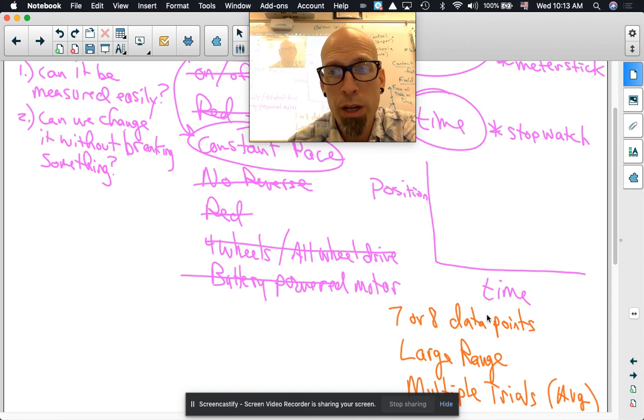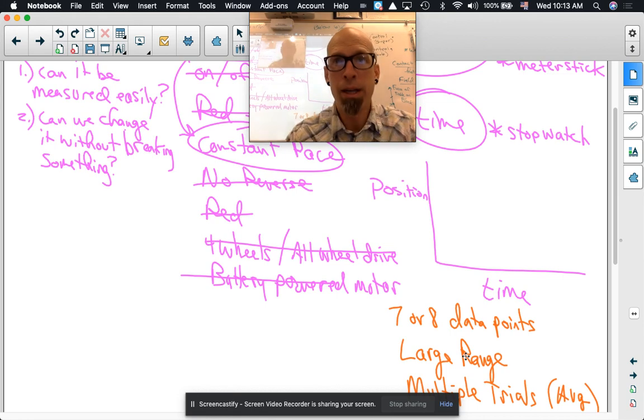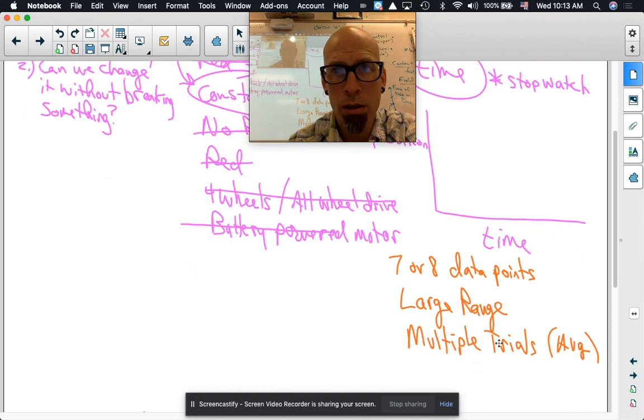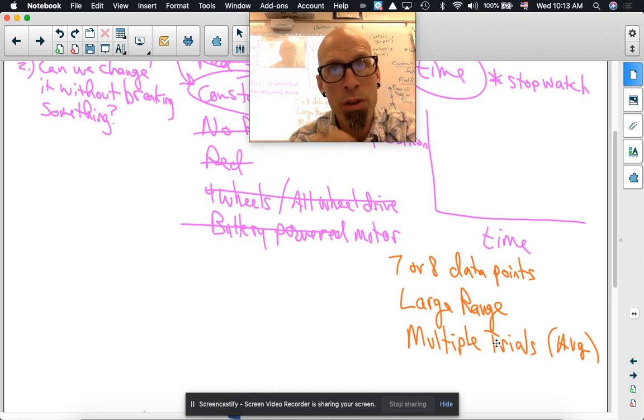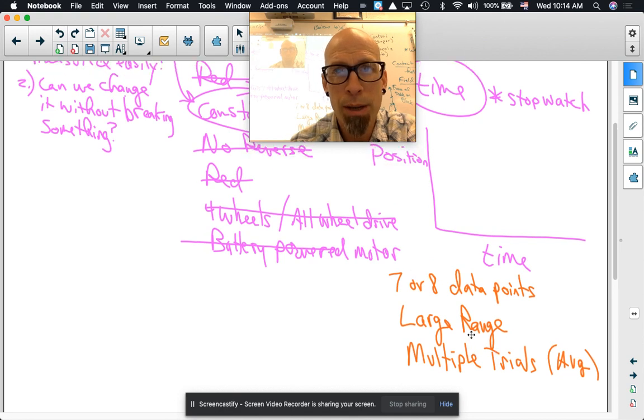But these are some of the things that we also had talked about. For the position time graph that's being made, and everyone did the graph, paper pencil in your comp books with the graph paper that you should already have. We said 7 or 8 data points, which we had said before. Large range, meaning from short little positions to long positions, as long as you can get on the actual track that we're using, and multiple trials. So maybe we should time it more than once and then average them to get good data. So that would be a couple things we had mentioned today.